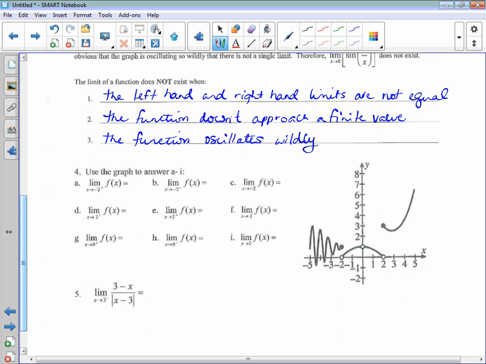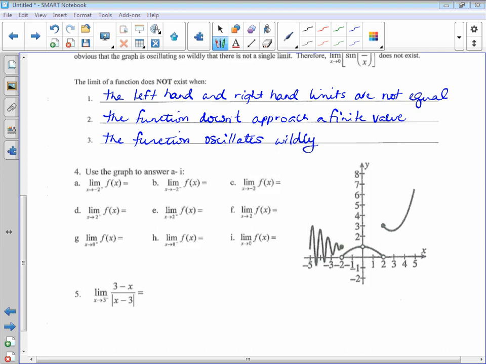Is it oscillating calmly? Yeah, it's just the normal oscillation. No, not. Yes. So the limit of the function does not exist in those 3 things.